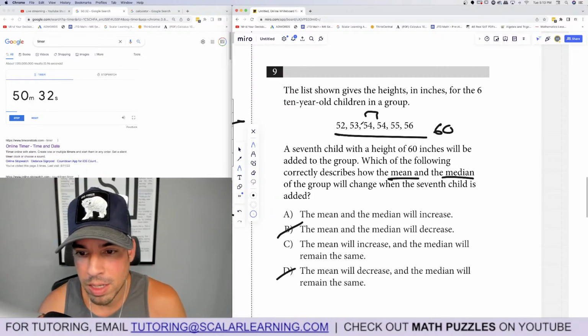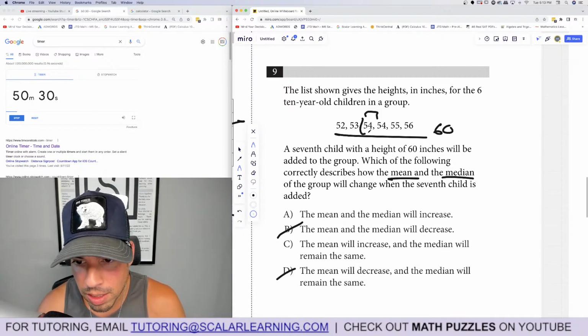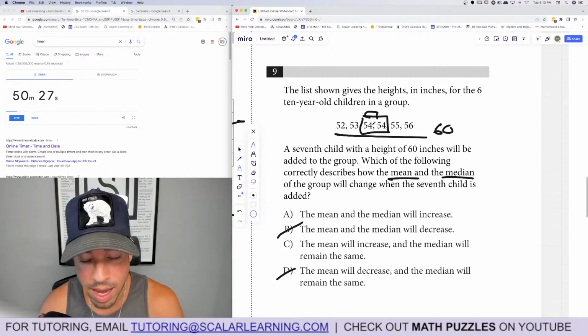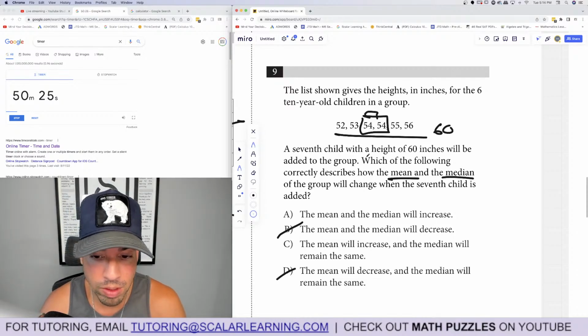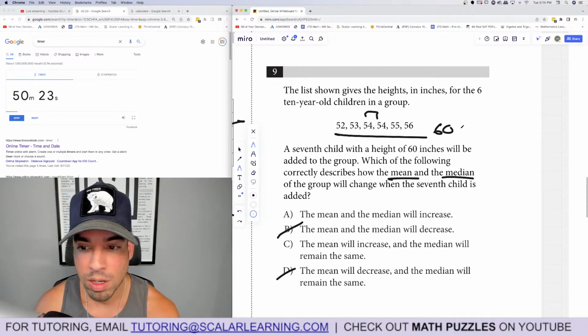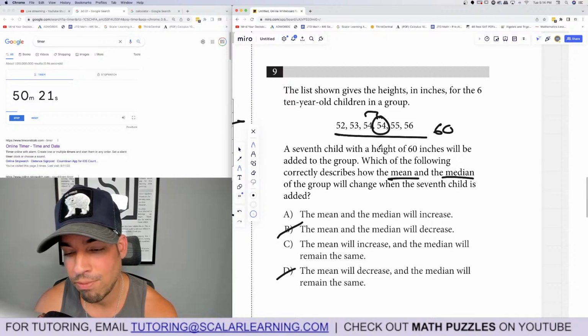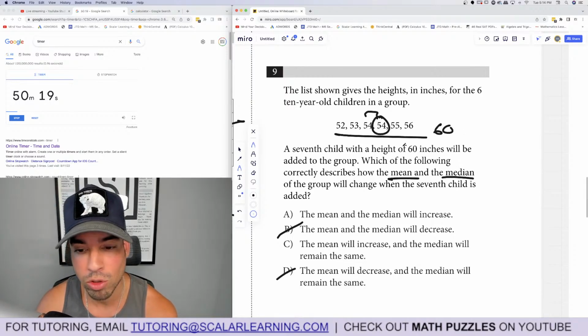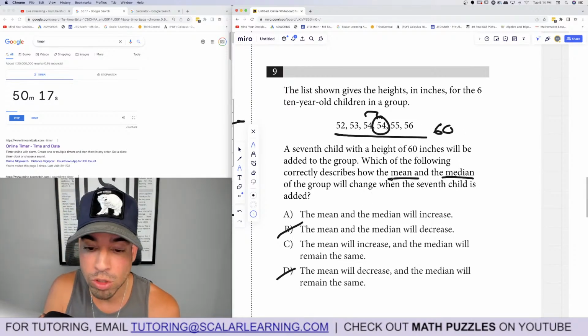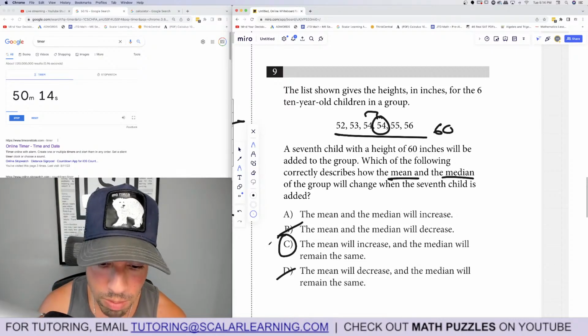So the question is about the median. In the original one, the median is the center two values because it's even. You take the average of those two. Average of 54 is 54. In the new one, now we got 60, so now the 4th value out of 7 is the middle term. But they were both 54. So that means the mean will increase. The median stays the same.